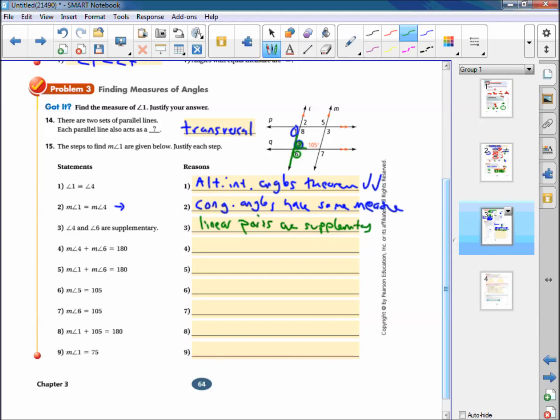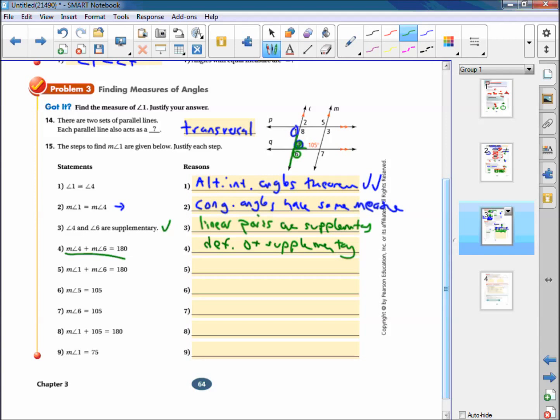Okay. Angle 4 and 6 are equal to 180. Well, that's the definition of supplementary. So since we know they're supplementary, we can write them as a sum. So this is the definition of supplementary. If two angles are supplementary, then they add up to 180, or if two angles add up to 180, they're supplementary.